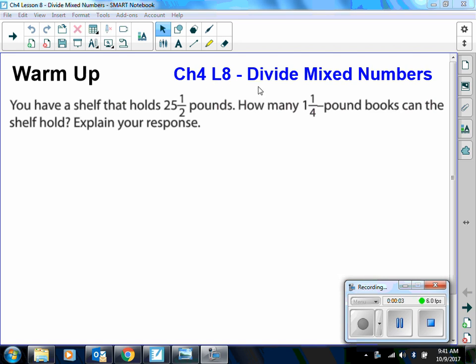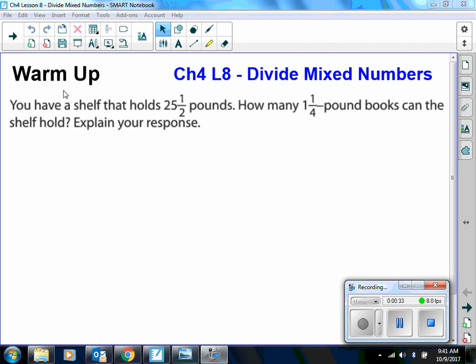So Chapter 4, Lesson 8 is divide mixed numbers. And when we're dividing mixed numbers, it's not any different than when we were dividing a whole number by a fraction, or just dividing fractions. We're still going to multiply by the reciprocal. But the only difference here, when we're dealing with mixed numbers, in order for us to flip that fraction, we need to change it to an improper fraction.